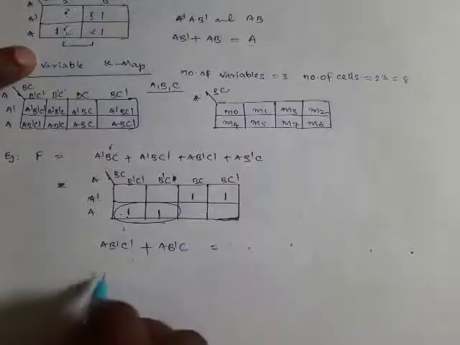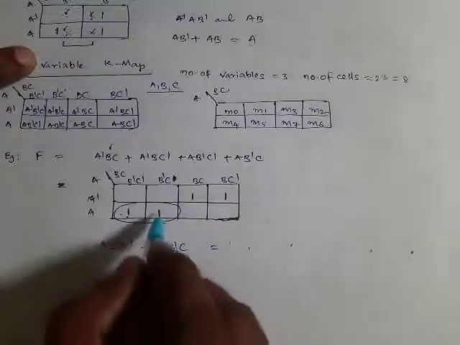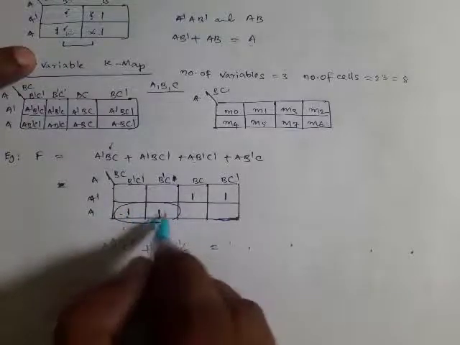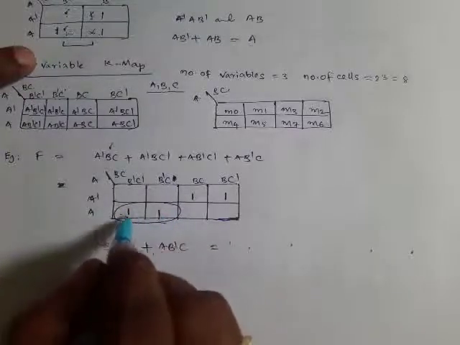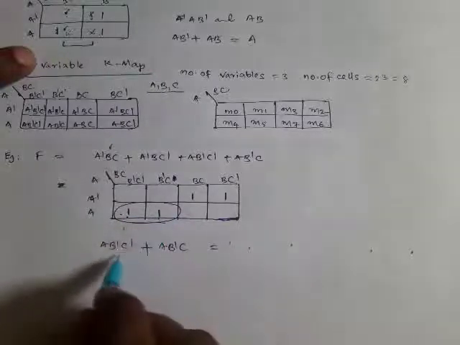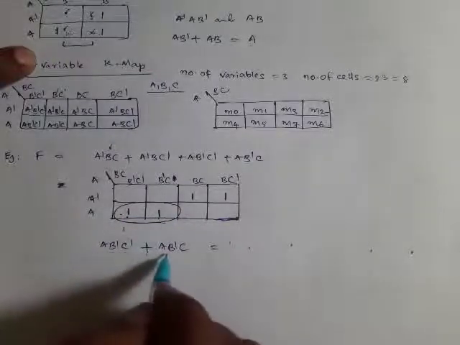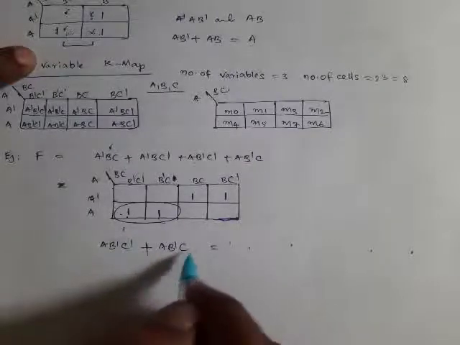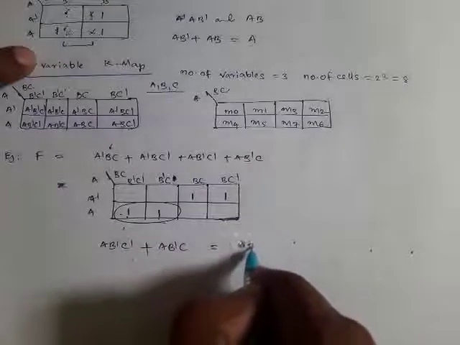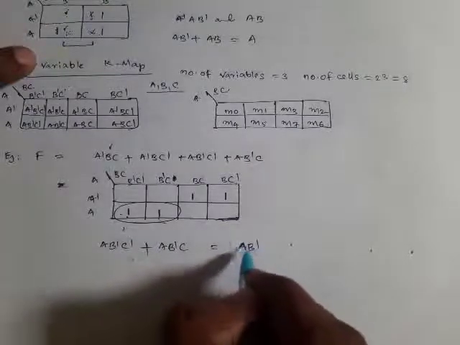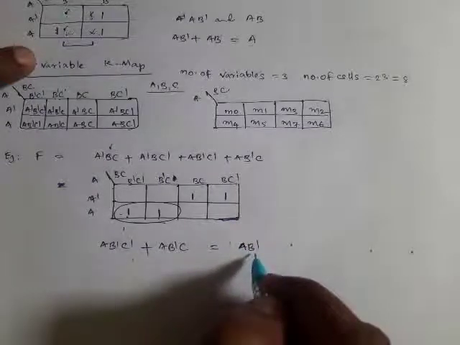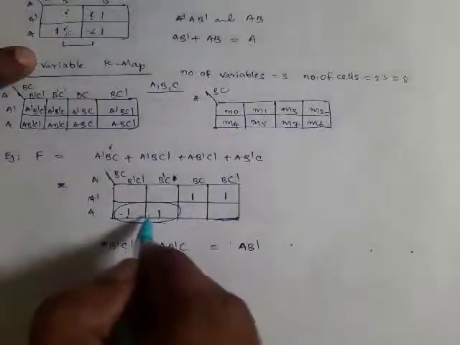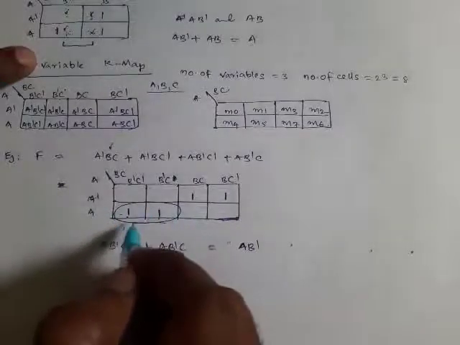And I already said that when I group the adjacent cells this way, it eliminates the variable which changes from one cell to the other. So here the variable that is changing is C. It is changing from C bar to C. So this eliminates that variable, giving us the product term A B bar. So I finished grouping these minterms.